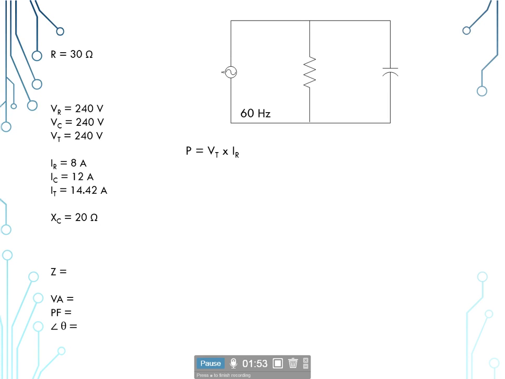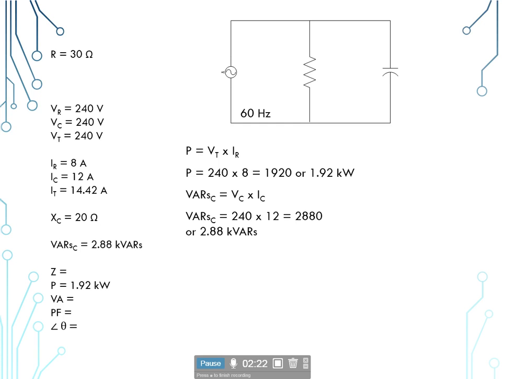Now we're going to figure our true power, which is measured on the resistive part of the circuit. So we're going to take our 240 volts and multiply it by the 8 amps at the resistor, giving us 1.92 kilowatts for our true power. Our VARs, our wattless power, is equal to V sub C times I sub C. So the 240 volts times the 12 amps gives us 2.88 kilovars.